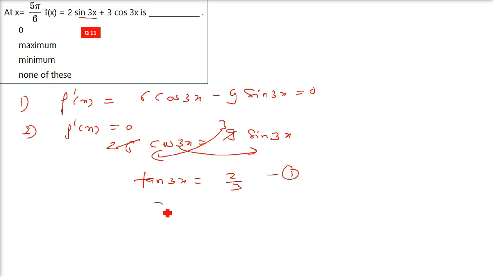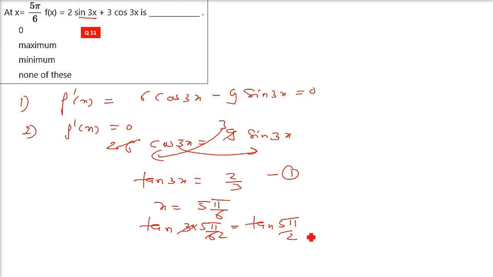So just put x equals 5π/6 in the single differentiation value, then double differentiate it and find out what the sign of that function is. I hope you are getting the point. Even if we put x equals 5π/6 here, when we equated it to 0, we got tan 3x equals 2/3. And when we put 5π/6 in this tan 3x, we got tan 5π/2.